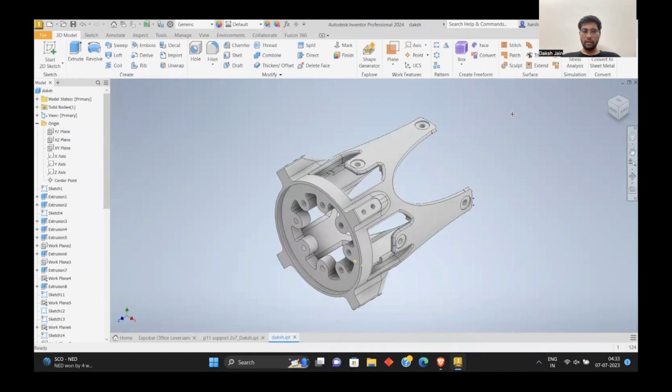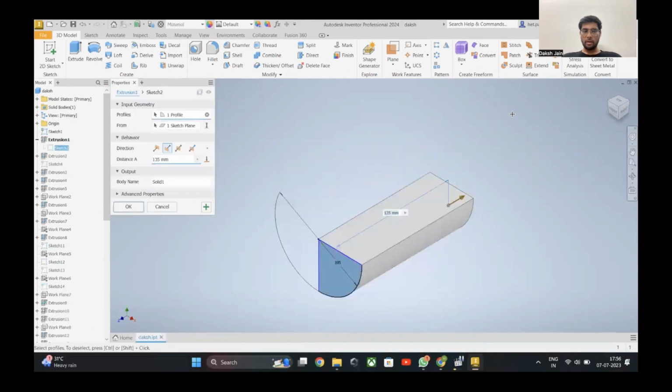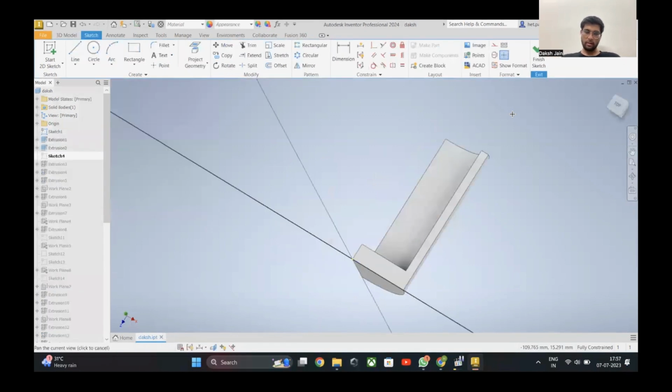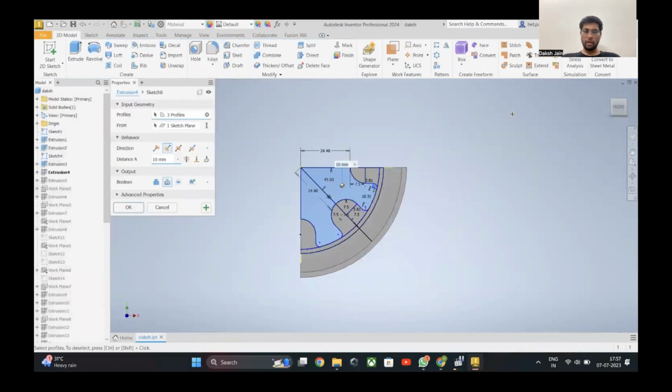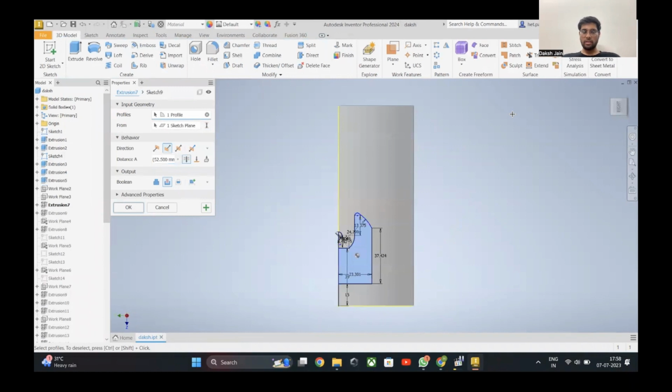Now I will briefly explain how I made this part. First of all, I made a quarter hollow solid cylinder. Then I hollowed it out to the length and left some thickness there. After that, for the bottom base of the part, this is the sketch I have made, which is then extruded out. Next is also one of these design sketches that has been extruded out, as you can see.